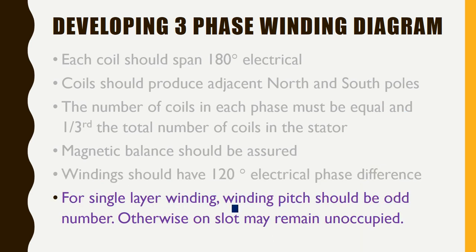And for single layer winding, the winding pitch should be an odd number. This is for single layer winding specifically. The pole pitch is fixed, the winding pitch is decided by the designer, and the designer should take an odd number. If you calculate the number of slots divided by number of poles, you can calculate the winding pitch, and it should be odd, like 1, 3, 5. What is the problem otherwise? Some slots may not be filled. So these are the few rules in a 3-phase winding diagram.